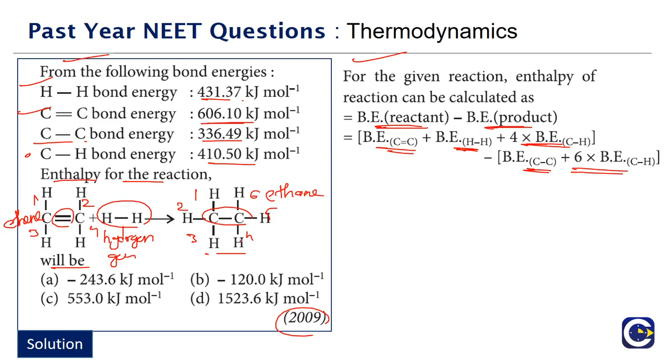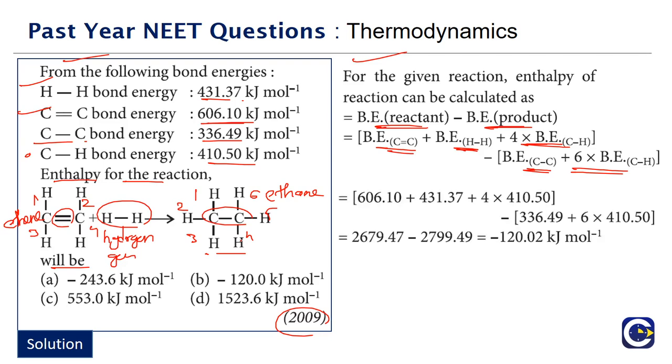So we just have to do bond energy of the reactants minus bond energy of the products. If we substitute these values: the double bond carbon 606, hydrogen single bond 431.37, carbon hydrogen single bond 410, but 4 into 4 will come, minus carbon single bond 336.49 and 6 times the carbon hydrogen, which is 6 into 410.50. If we simplify it, it will come as minus 120.02 kilojoule per mole.